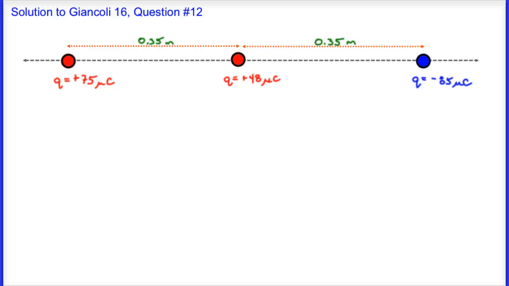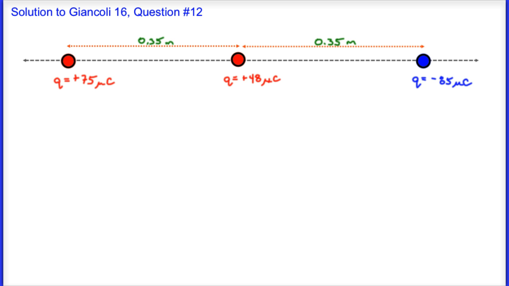This is question number 12 from chapter 16. It says particles of charge positive 75, positive 48, and negative 85 microcoulombs are placed in a line. The center one is 35 centimeters or 0.35 meters from each of the others. Calculate the net force on each charge due to the other two. This involves using Coulomb's law and recognizing that you need to add and subtract these forces based on their directions.